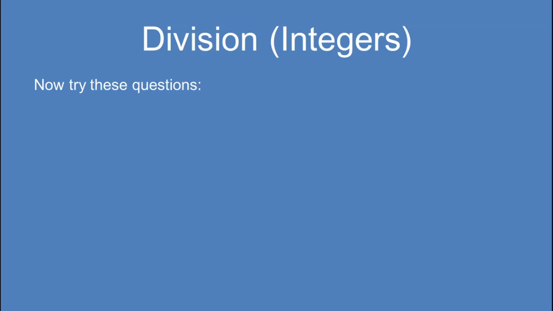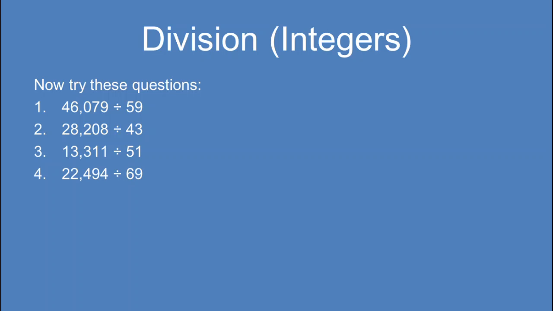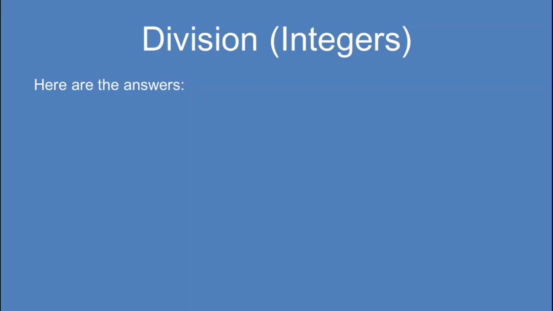Now try these questions. Question 1. 46,079 divided by 59. Question 2. 28,208 divided by 43. Question 3. 13,311 divided by 51. Question 4. 22,494 divided by 69. Here are the answers.